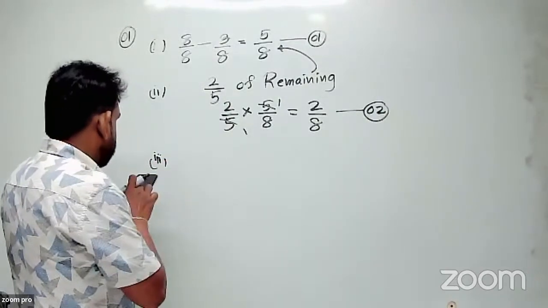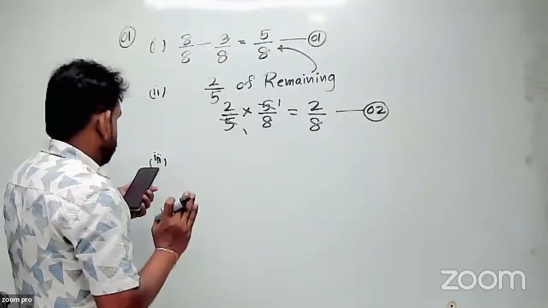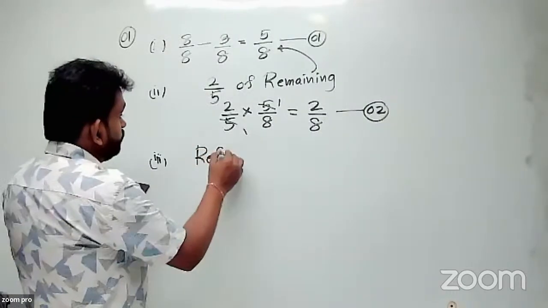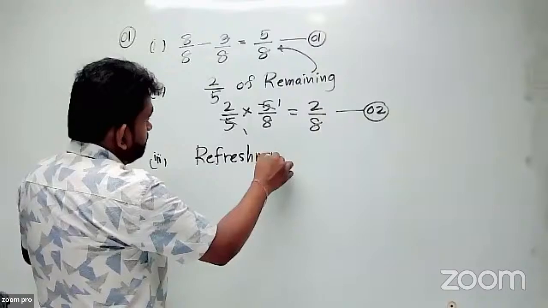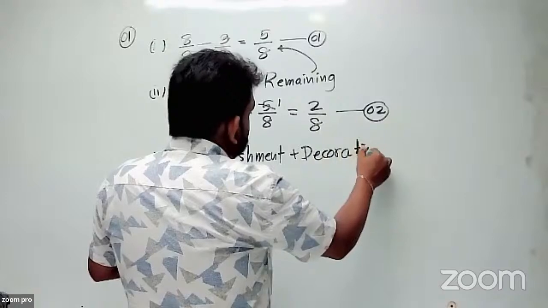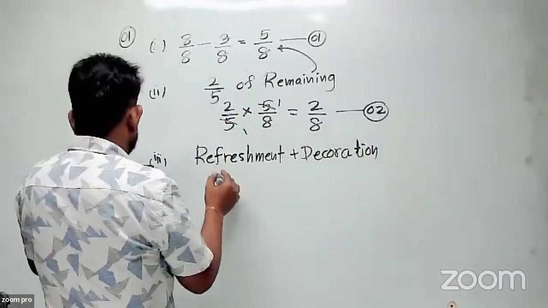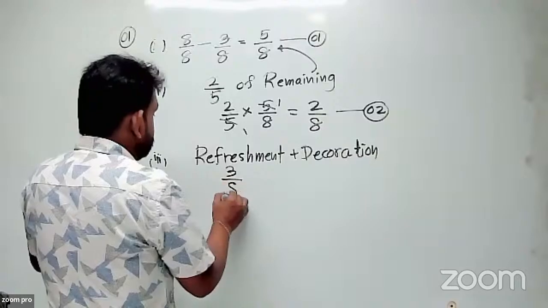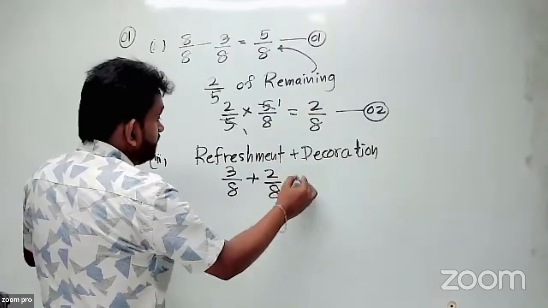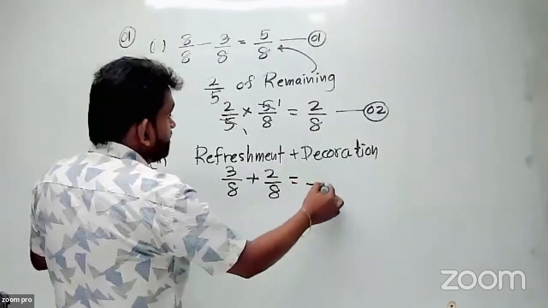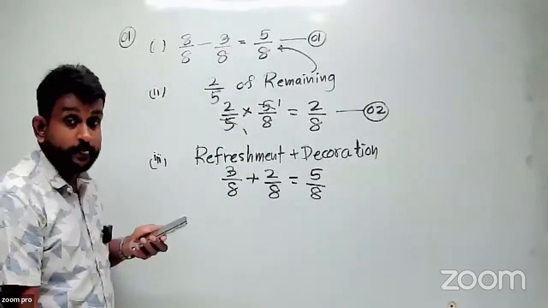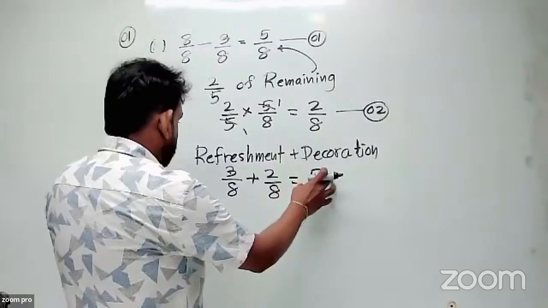Okay, show that the remaining after allocating the amount of money for the refreshment and the decoration. So you now write refreshment plus the decoration, how much? Just add: the refreshment is 3 upon 8, and the decoration from the total is 2 upon 8. Now you can see the denominator is the same, right? Add the numerators, 3 plus 2, 5. That is 5 upon 8. So that is the total allocated for the refreshment and decoration.